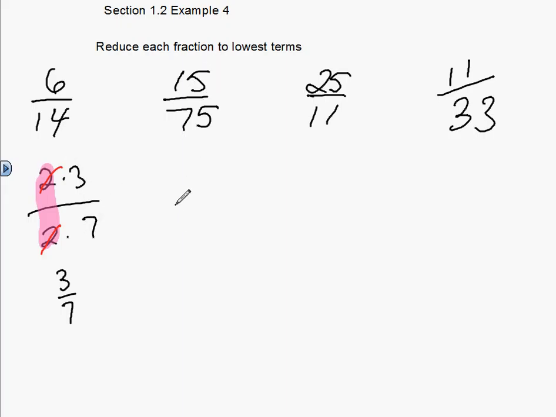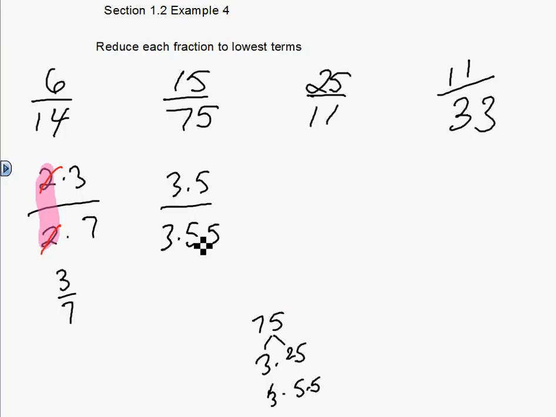Same thing with the 15 and the 75. If I look at the 15, I see a 3 and a 5. And when I look at the 75, I might have to put this on the side of the paper someplace and say, okay, what really is 75? 75 is 3 times 25, which is 3 times 5 times 5. So I'm going to take a little sidestep here to make that come out right. And so I end up with 3 times 5 times 5 is 75.